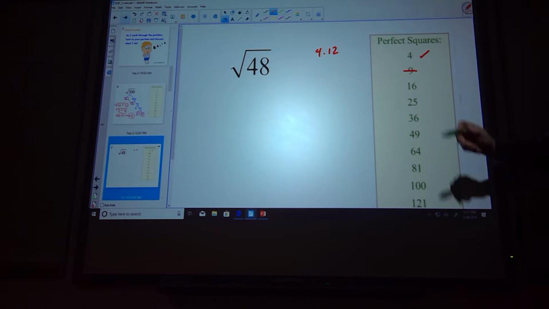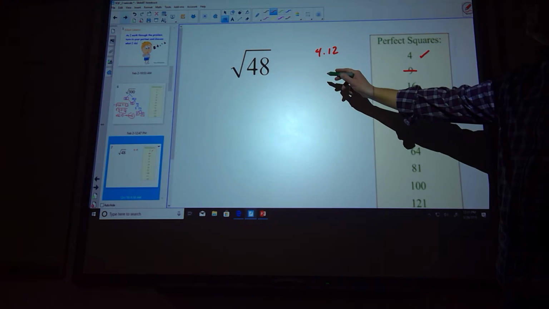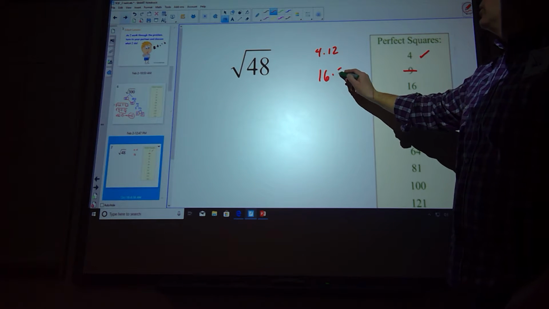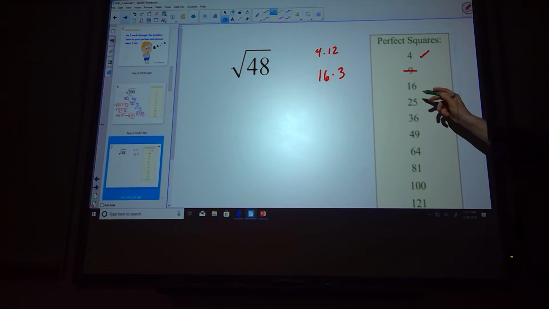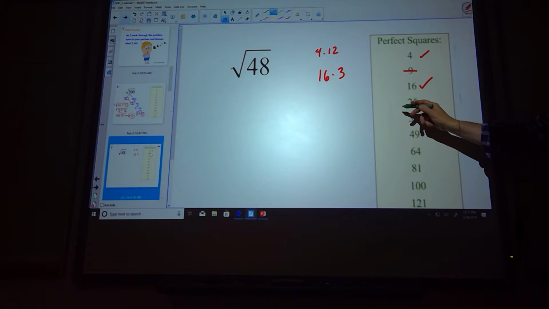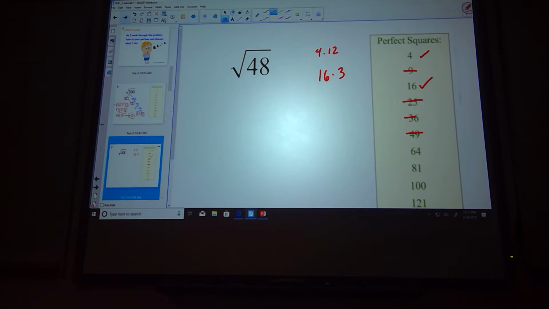What about does 16 go into 48? Yeah, 16 times 3. So that works. What about 25? No, 25 won't work. 36 won't work. 49 won't work. Good. So which would be the better pair to use? The 4 and the 12, or the 16 and the 3? What do you think?